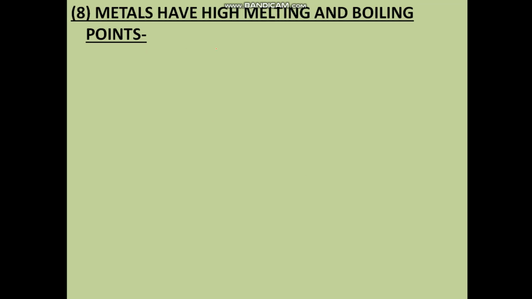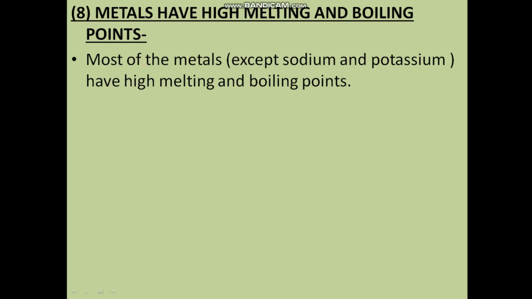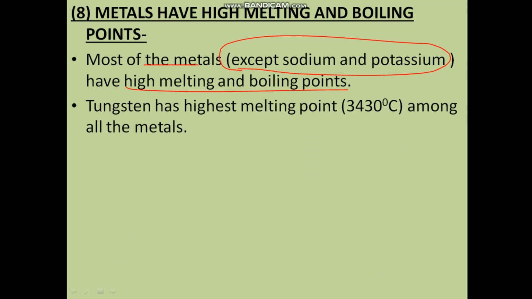Next property is metals have high melting and boiling points. Most of the metals have high melting and boiling points. As always, the exceptions are sodium and potassium. Tungsten has a high melting point, that is 3230 degrees Celsius. That is why it is used in our bulbs.